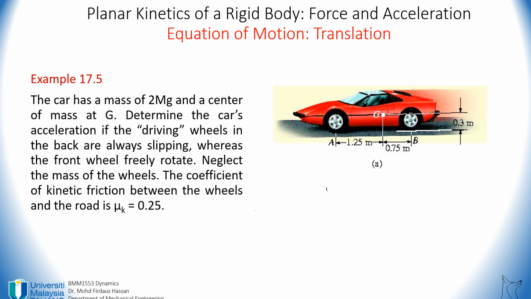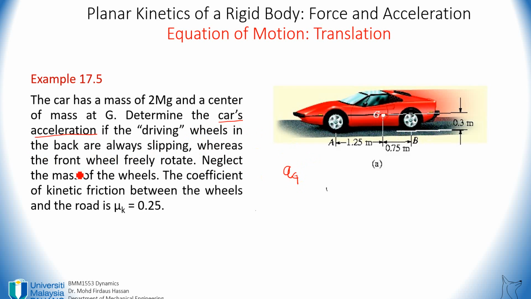So we have discussed the theory behind the equation of motion for translation, for both rectilinear motion and curvilinear motion. So we have a problem here. This is a rectilinear motion. We have a car which has a mass of two megagram and the center of mass at G. You see that for this problem, everything is given. G is in the middle, somewhere here, I mean the distance and everything. Determine the car's acceleration. You have to find what? You have to find A_G.